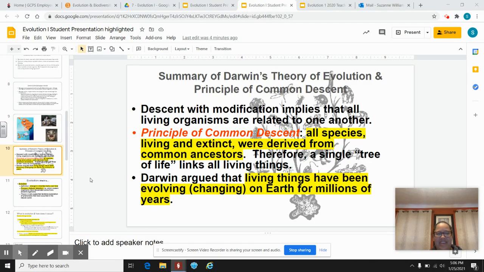And he also had this principle of common descent. Remember, descent is where you come from. And he is saying that all species, living and extinct, were derived or came from common ancestors. And if you go back far enough, you'll find that one common ancestor for everything that has lived, will live, and has gone extinct. So we're going to get started with a little bit of an introduction.